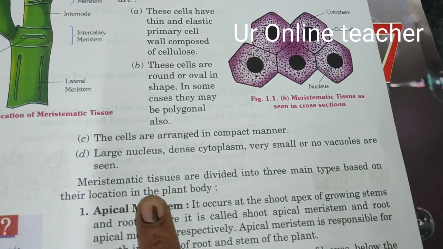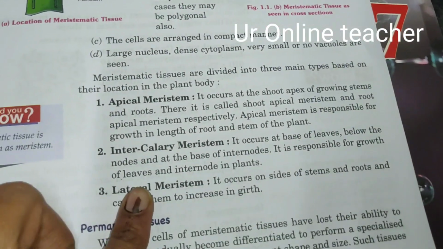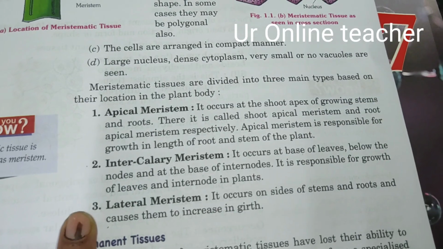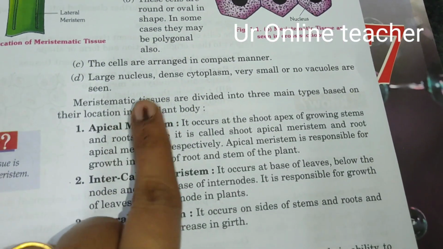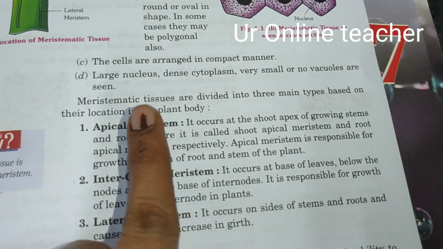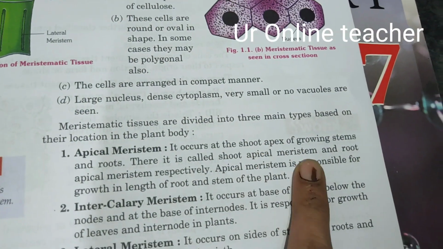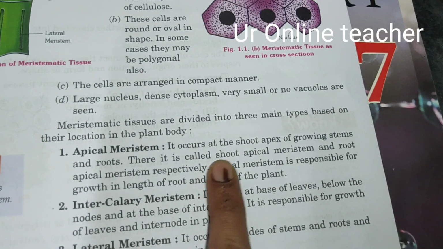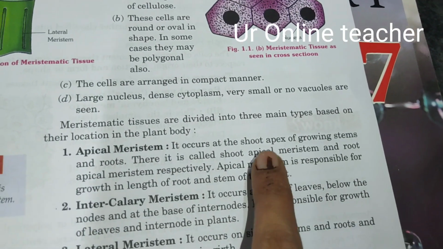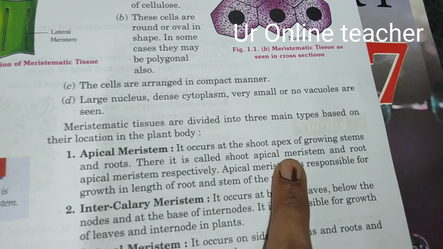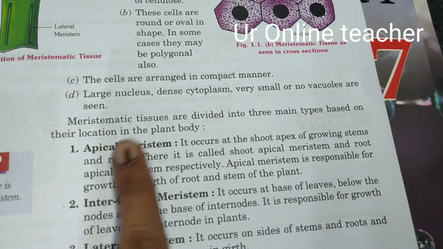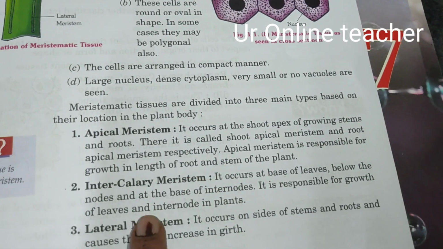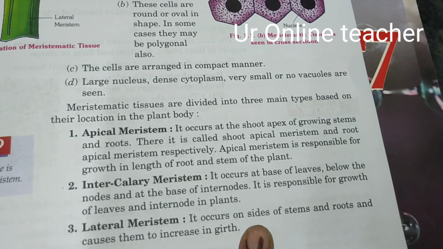Again, the meristematic tissues are of three types. I already told: apical meristem, intercalary meristem, lateral meristem. Apical meristem: apical means apex, tips, the shoot apex of growing stems and roots also. So this is called shoot apical meristem. The tips of the shoot are called shoot apical meristem. Tips of roots are called root apical meristem. So these are responsible for the growth in length of the roots and stems of the plant.